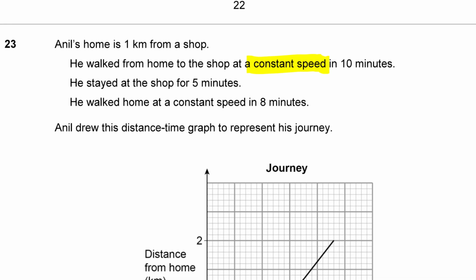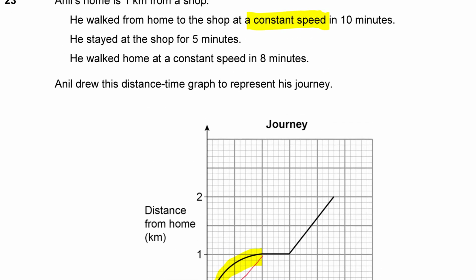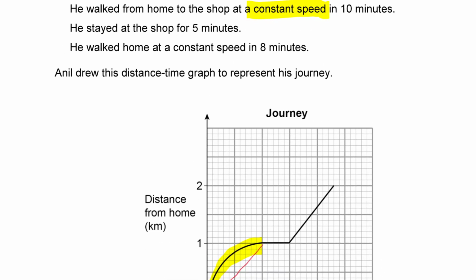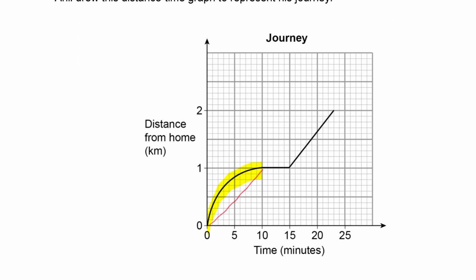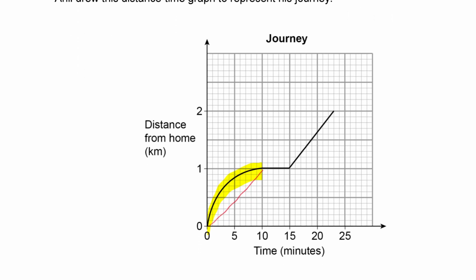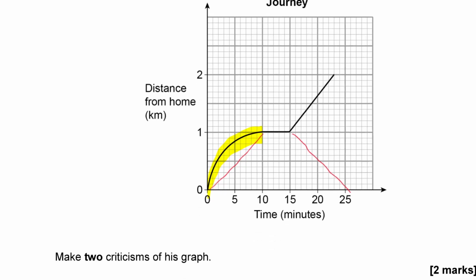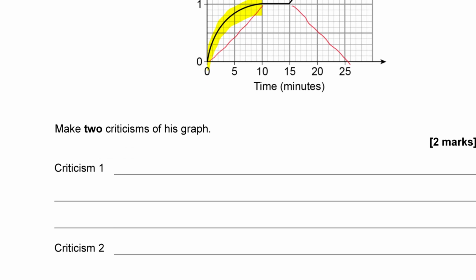He stayed at the shop for 5 minutes. That's okay. And he walked home at a constant speed. Now the other thing is, if he's walking home, the distance from home is going to get less rather than more. So it should be sloping down at this point, a straight line going downwards, not upwards. So they're my 2 criticisms.